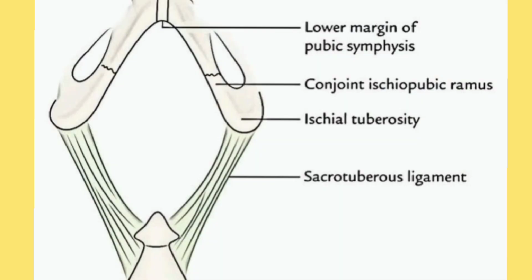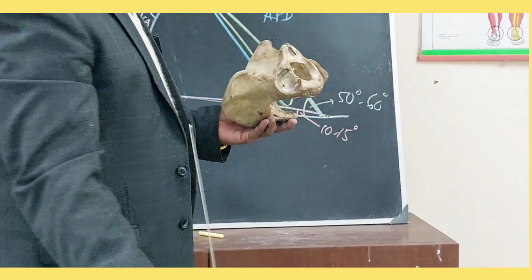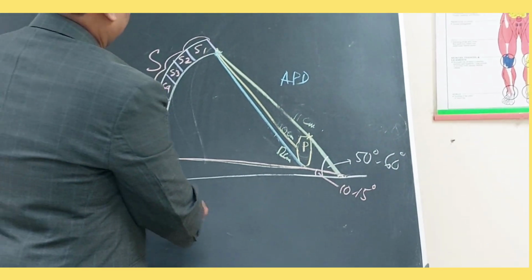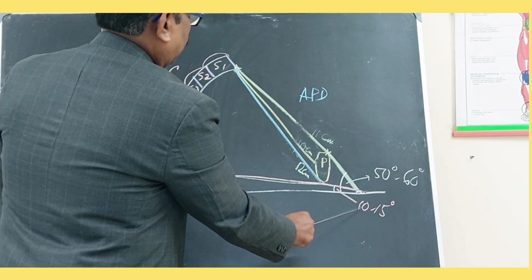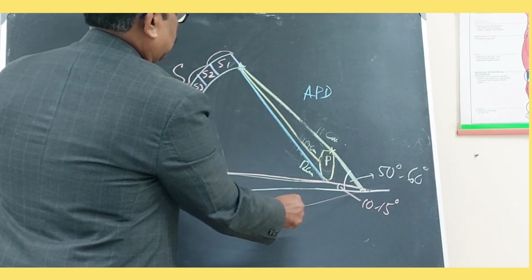So anterior, anterolateral, lateral, posterolateral and posterior of both sides will form a diamond shaped area. This is the boundary of the pelvic outlet. And the plane of the pelvic outlet, I already told you, this is the plane of the pelvic outlet, and it forms an angle of about 10 to 15 degrees with the horizontal plane.